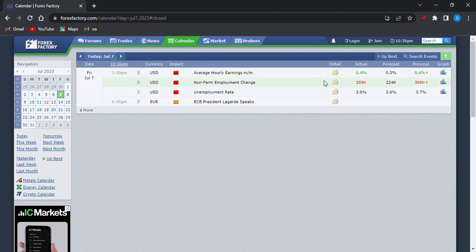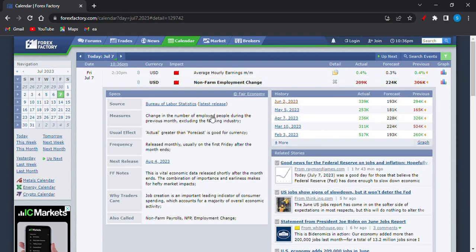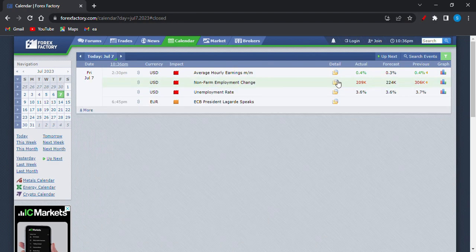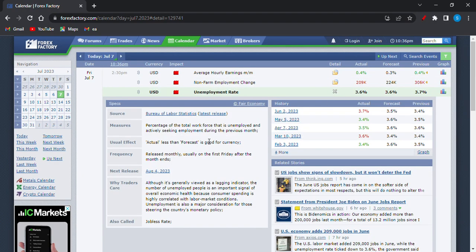And the non-farm employment change means the number of jobs in the US. And then if the actual is greater than the forecast, it's good for the currency. Okay. And then the unemployment rate is the number of unemployed people. And then if the actual is less than the forecast, it's good for the currency.